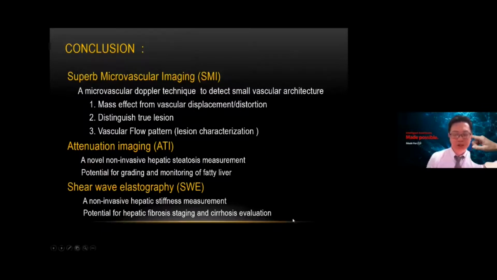So in my conclusion, there are 3 add-on applications on liver ultrasound. One is SMI. SMI is useful as mass detection, to distinguish between true nodule and pseudo lesion, and also some of the vascular patterns will help its diagnosis. ATI can be used to quantify liver fat and also for monitoring of the fatty liver after treatment as well. And also shear wave is a non-invasive stiffness measurement. It has potential for hepatic fibrosis staging and cirrhosis evaluation.